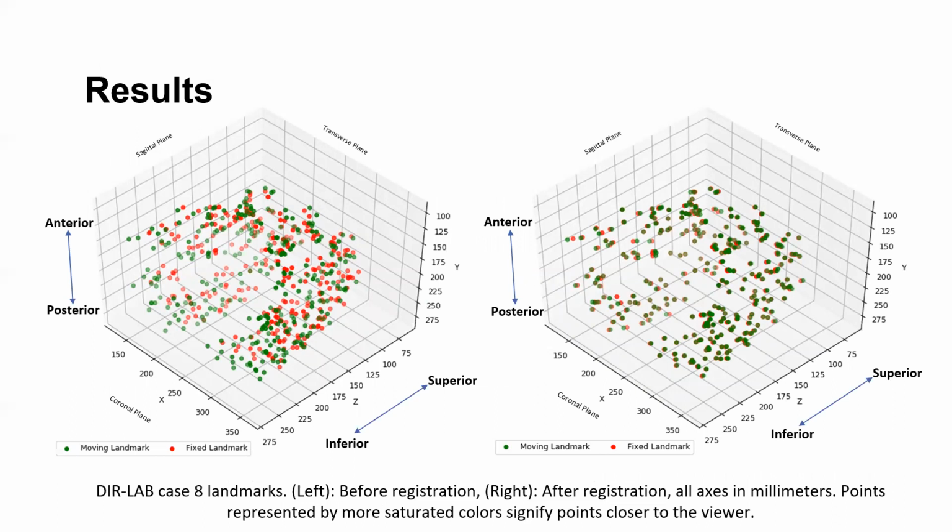As a result, first we show the benchmark. We are showing the landmarks provided by the datasets. On the left you can see the landmarks before the deformation, before the registration, and on the right we show when we obtain the displacement field and apply it on the landmarks, in the way that you can see on the right side of the figure.